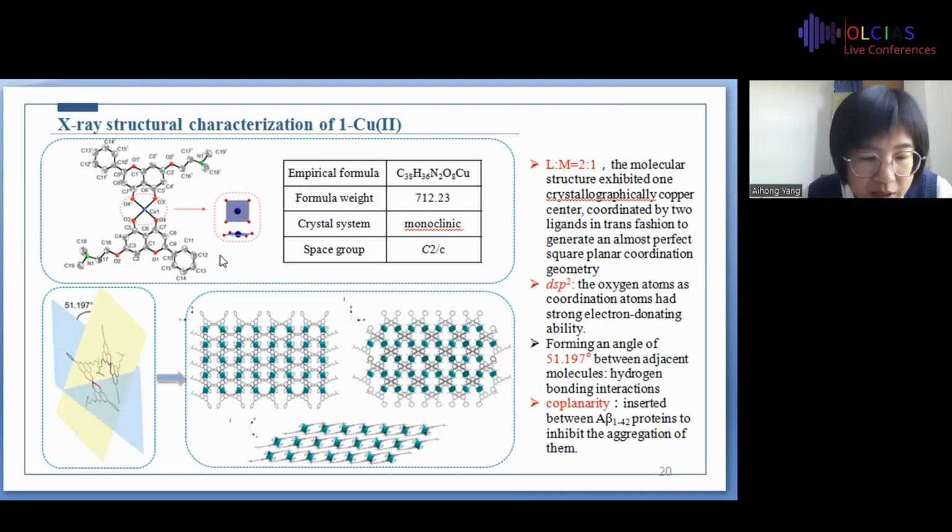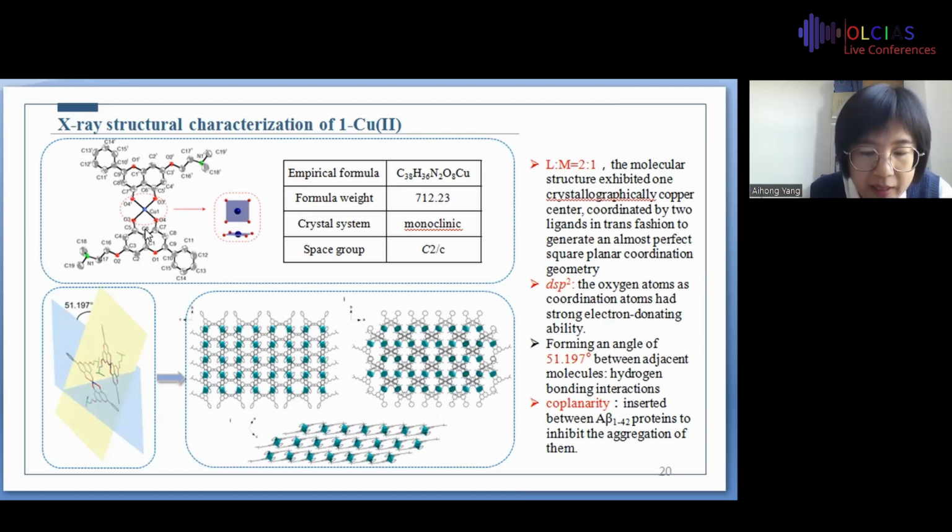The molecular structure exhibited a 1-copper center, coordinated by 2 ligands in trans fashion to generate an almost perfect square planar geometry. The copper center was fully coordinated by 4 oxygen atoms to form a square. 2 coordinated atoms are from the phenolic hydroxyl and the other 2 from the carbonyl group. The chelate ring formed by the ligand and the metal was almost symmetrical.